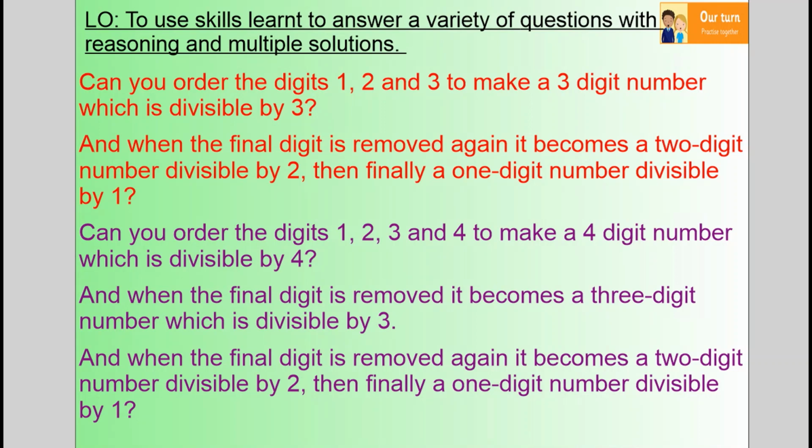The second part of the question is, can you order the digits 1, 2, 3 and 4 to make a 4-digit number which is divisible by 4? And when the final digit is removed, it becomes a 3-digit number which is divisible by 3.